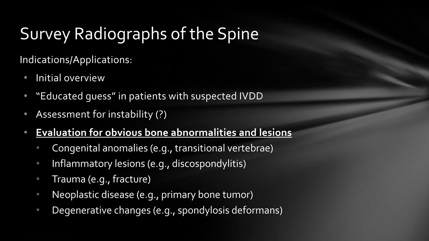Where radiographs are really most valuable is to look for obvious bony abnormalities and lesions like congenital anomalies, such as transitional vertebrae, inflammatory lesions of the bony structures like discospondylitis, trauma, for example, fractures, neoplastic disease, for example, primary bone tumors, and degenerative changes, which we see a lot and often incidentally, like spondylosis deformans.